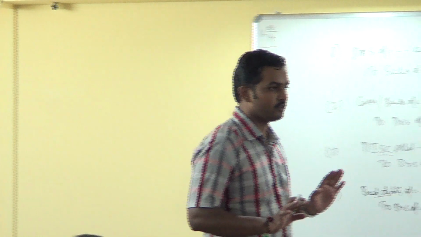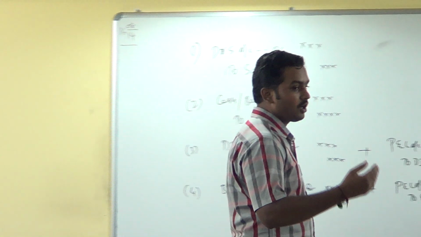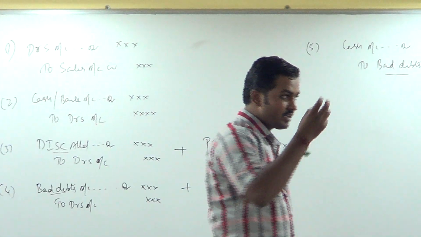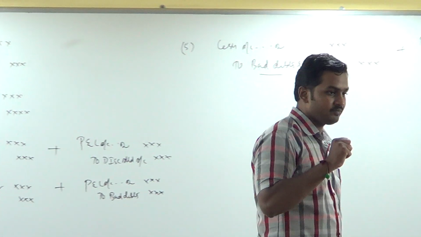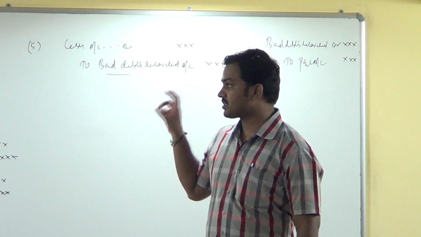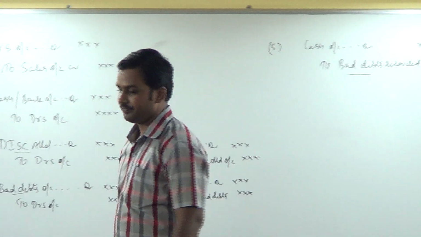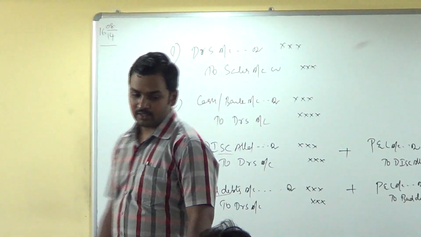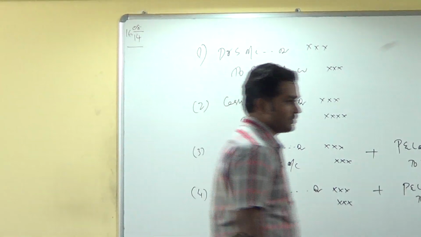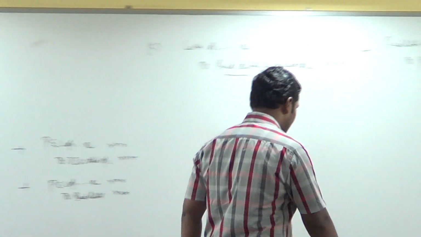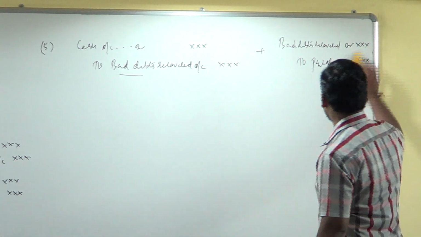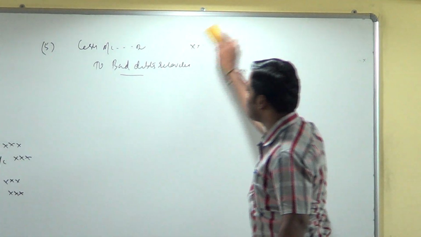Are the entries clear for you? Now we'll learn how to deal with bad debts when it is given in the final accounts problem. How to deal with discount allowed when it is given in a final accounts problem. Okay, let us start. We'll write down an extract of a trial balance. Extract means a small portion of a trial balance I am going to give you now.